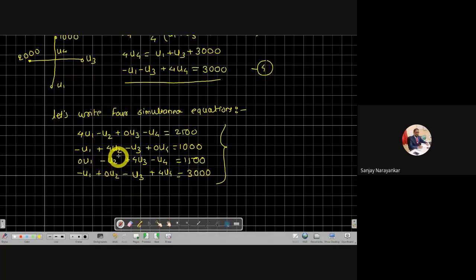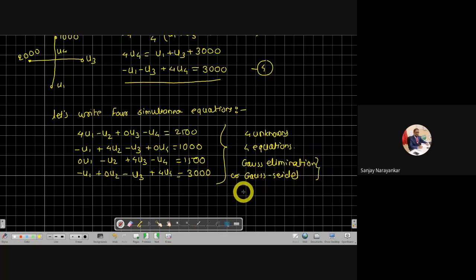Now, hereafter, the unknowns are U1, U2, U3, U4. So we are having 4 unknowns, right? And 4 equations. Either you can use Gauss elimination to solve this equation, or you can use Gauss-Seidel. Any of these methods you can use. So 4 by 4, you have to solve by using Gauss elimination or Gauss-Seidel.